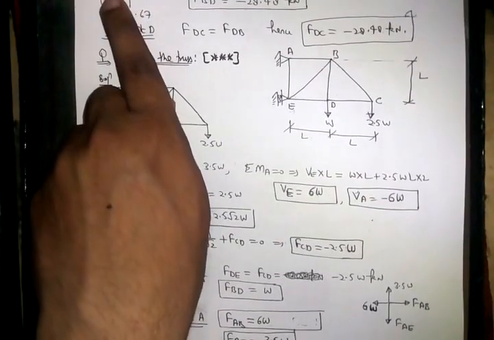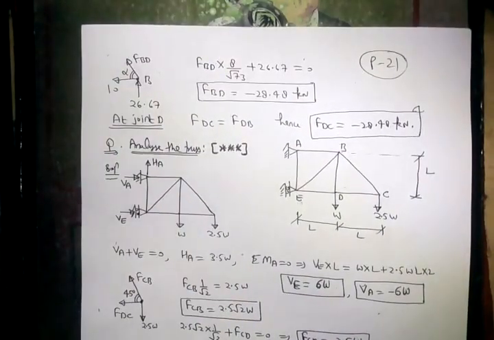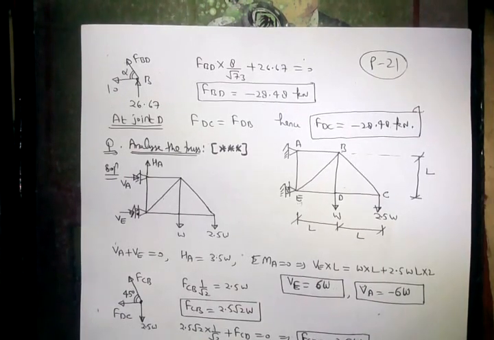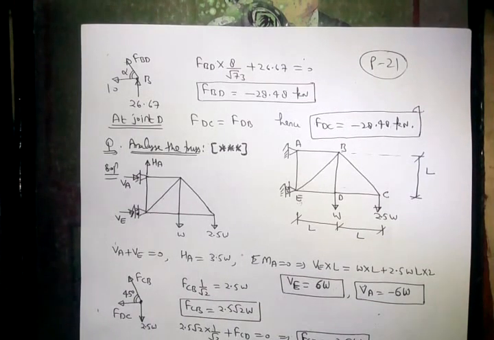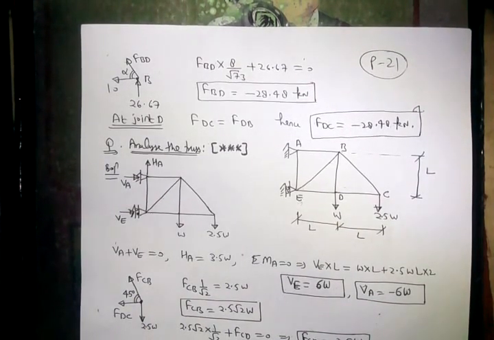Joint B, this angle is alpha. We can find out alpha, and by taking joint equilibrium we can find out FBD, right? Okay.